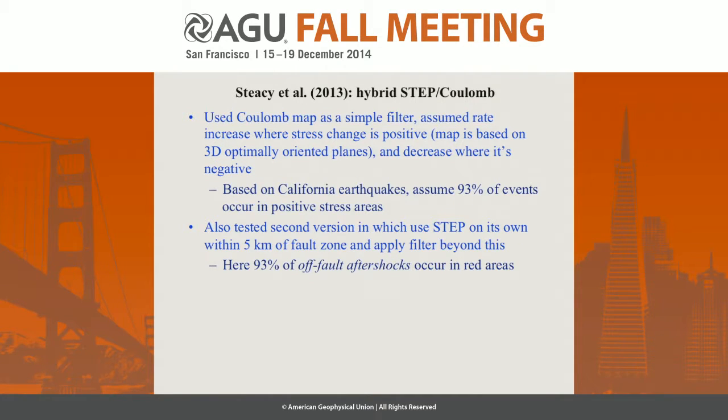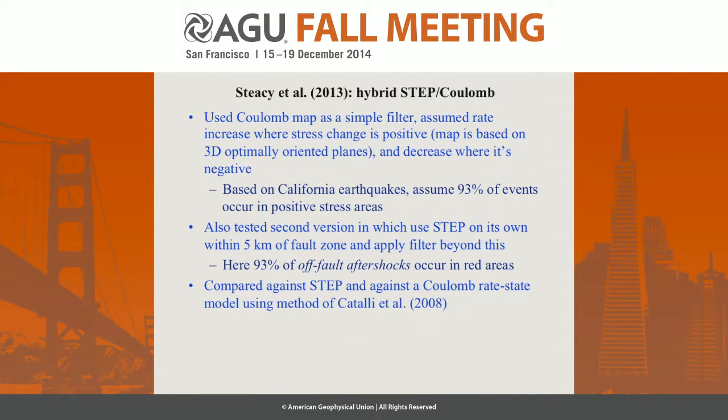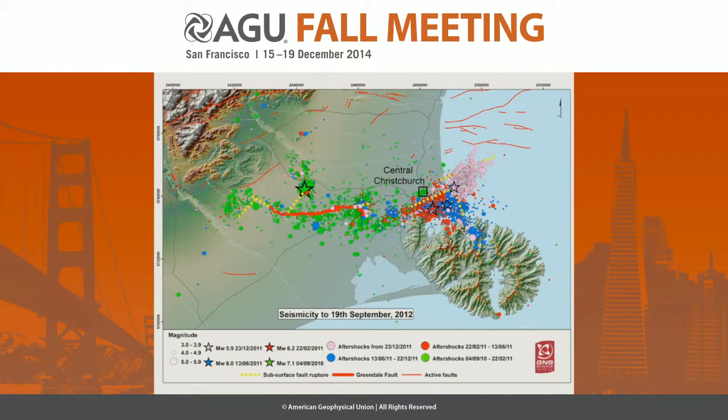And then we did a couple of variations on this, where we applied this filter everywhere, and one where we applied STEP itself on the fault zone. And then we compared this against STEP and also against one implementation of Coulomb rate state. So we applied this initially to the Canterbury sequence. Matt's already talked about this sequence, 4 events.